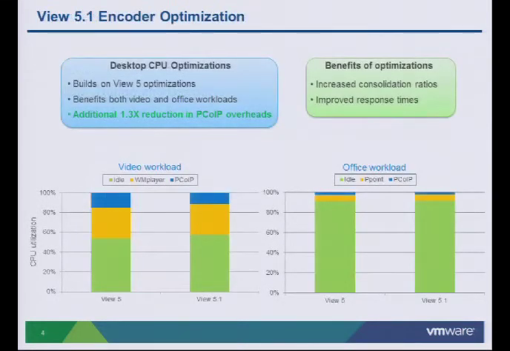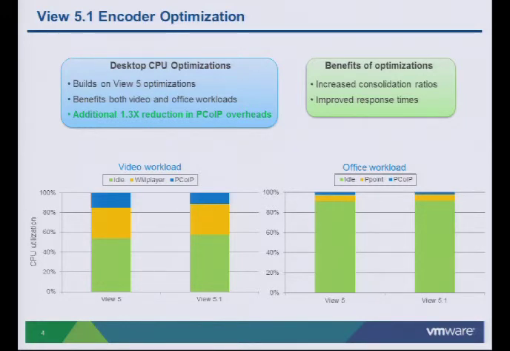So we introduced a lot of enhancements into View 5.1. We can't touch on all of them today, but I wanted to give you several of the high points. So let's start off with talking about the PCoIP encoder itself that sits on the virtual desktop. As you know, it's a process there. Basically, it captures the desktop images that are being rendered and then remotes them to your client device.